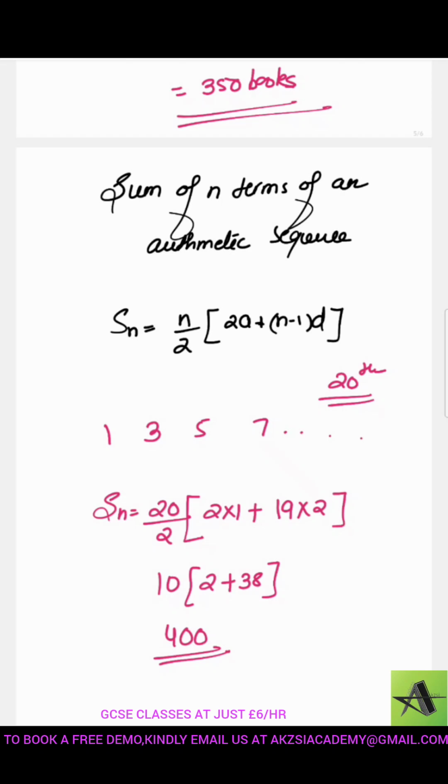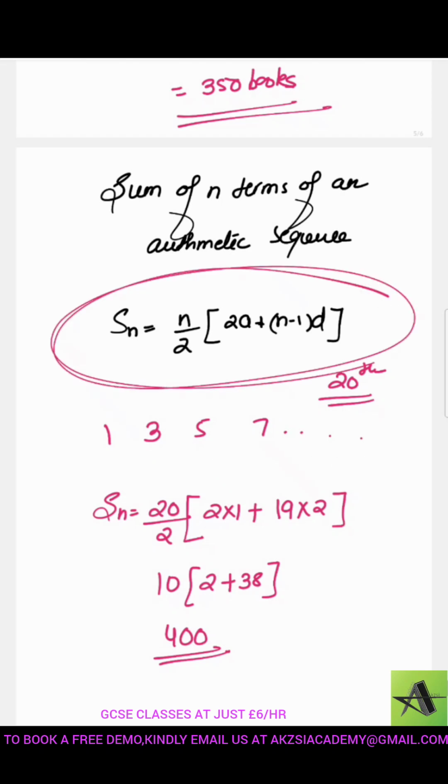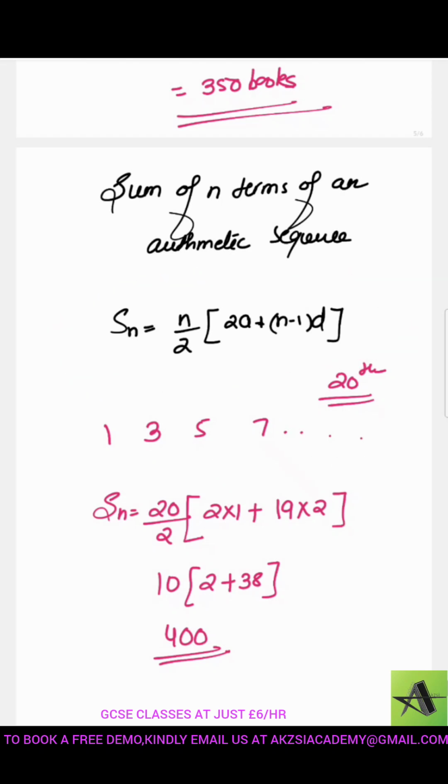Sum of 20 terms means 1 plus 3 plus 5 plus 7 and so on. We have to add till the 20th term, and the sum formula is given by this, and by applying that formula we have calculated this question. So now let me move on to the geometric progression.